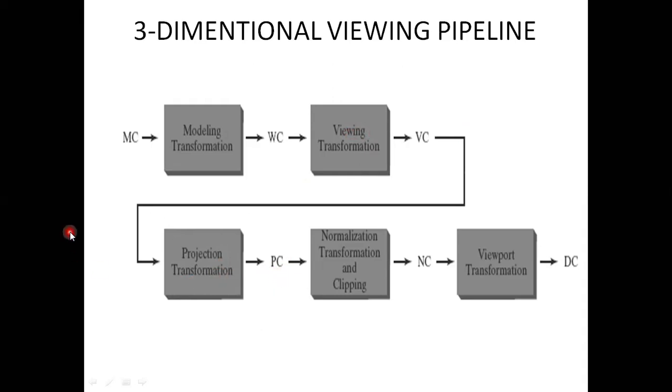Basically, we had modeling coordinates, that means the individual coordinates of the objects. All those coordinates we brought into a single frame, that is world coordinates. Once brought into world coordinates, they got converted to viewing coordinates, and then to projection coordinates. Now finally these projection coordinates are completely ready, ready to be displayed.